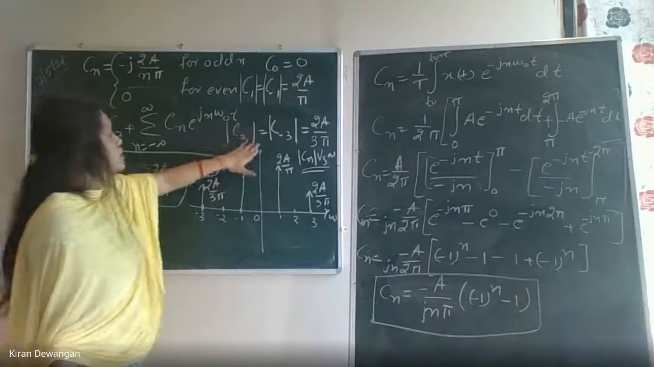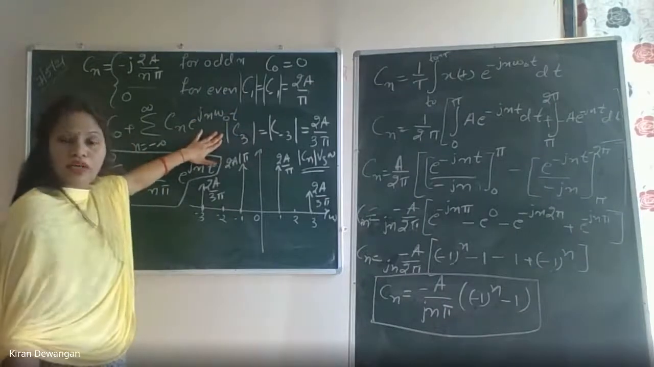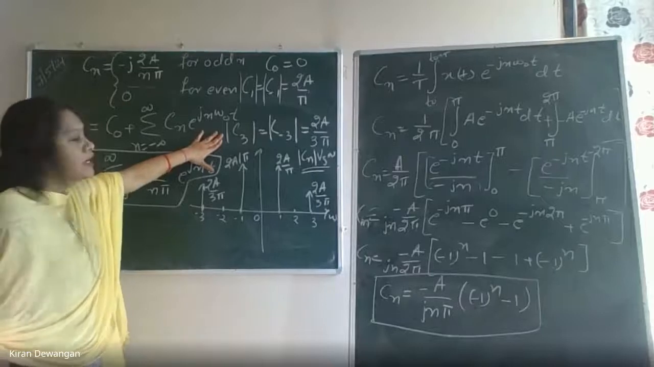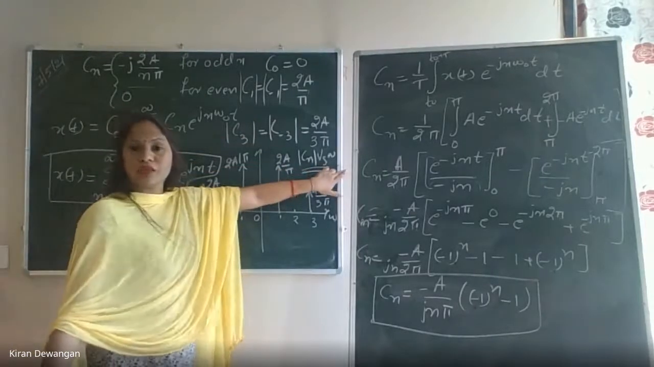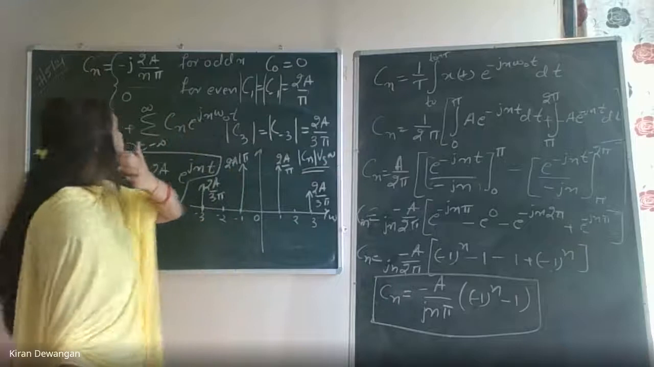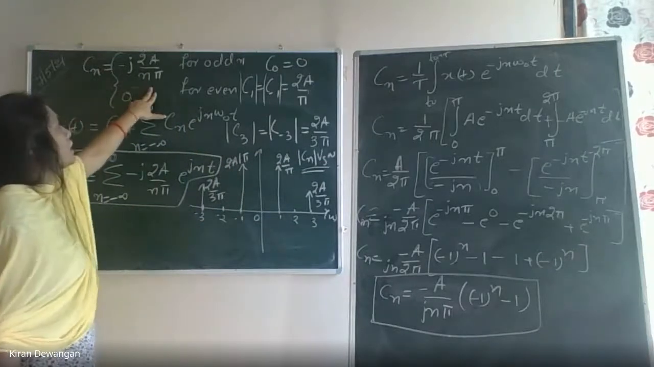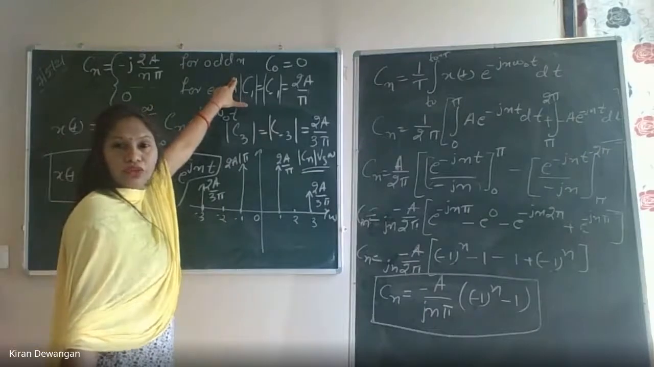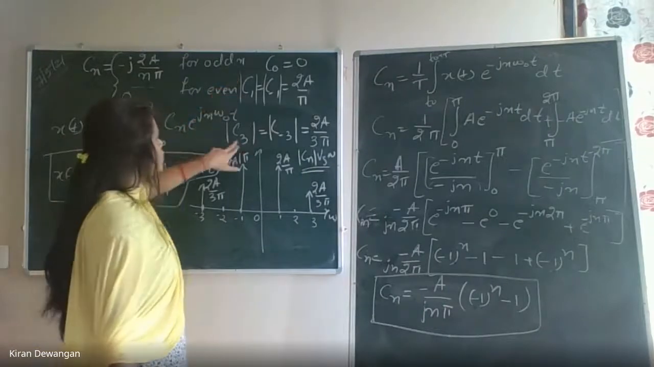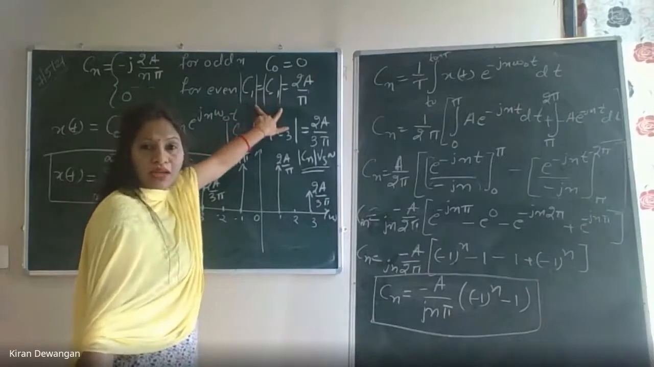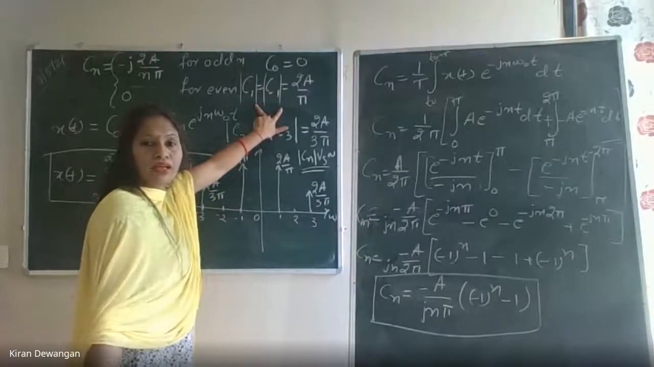Clear? Now since we have to calculate the amplitude, amplitude मतलब हमें mod of Cn calculate करना है. It is always mod of Cn versus omega. ठीक है. Now for Cn, as we have got this, Cn is minus j 2a by n pi for odd values of n. It exists only for odd values of n. So we'll be calculating C1 and C of minus 1. हमें सिर्फ उसका magnitude ही निकालना है.